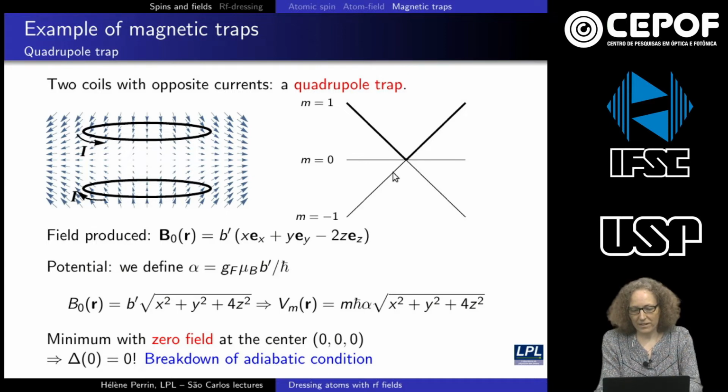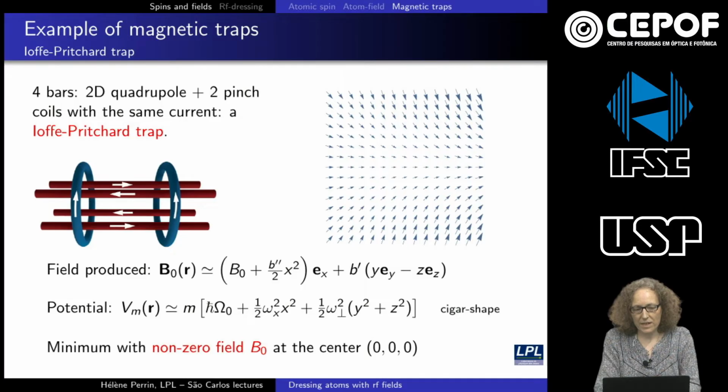There is another way to get rid of this problem. This is to use a field configuration where the minimum is not 0. This is the case for the Ioffe-Puchard trap, where you have 4 bars with alternate direction of the currents, which create a 2-dimensional quadrupole in the yz plane, and 2 more coils along the x-axis with the same direction of the current, which produce a curvature of the magnetic field able to trap the atoms along the x direction.